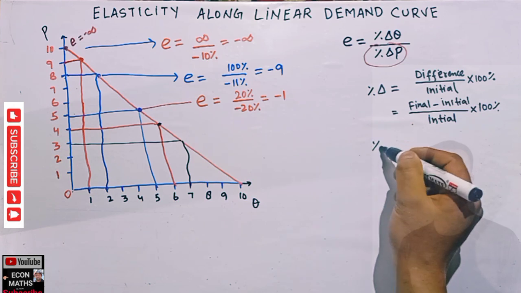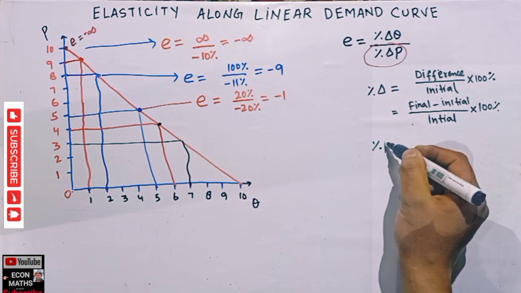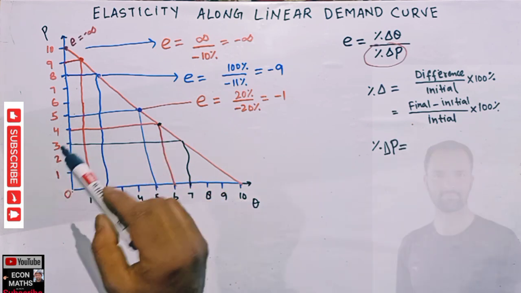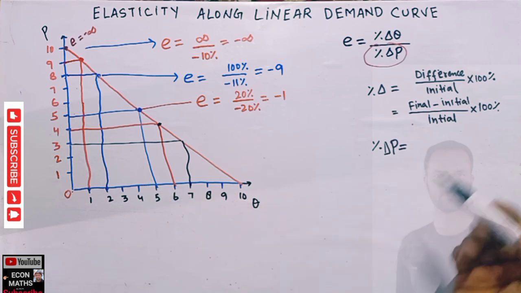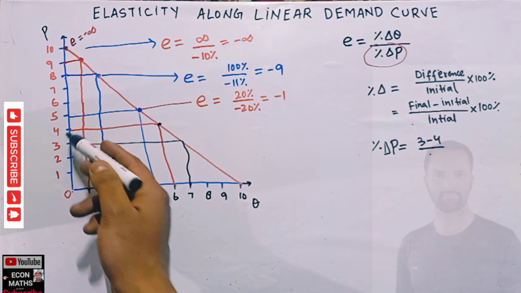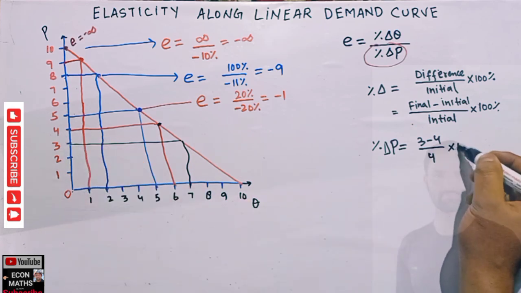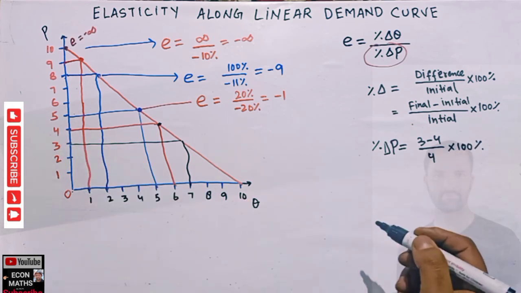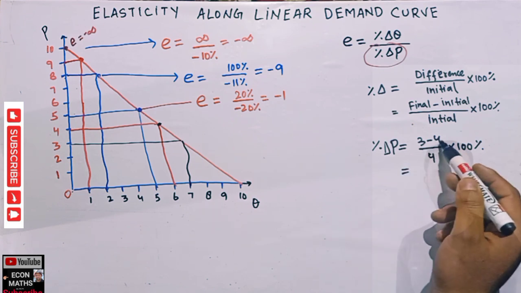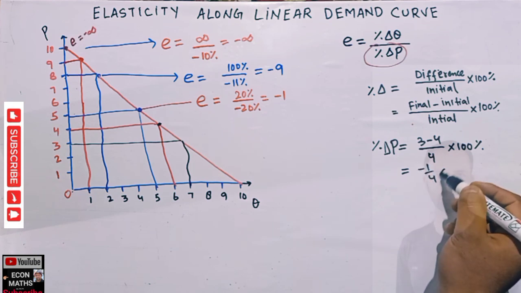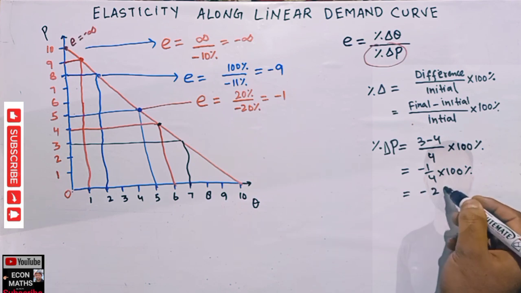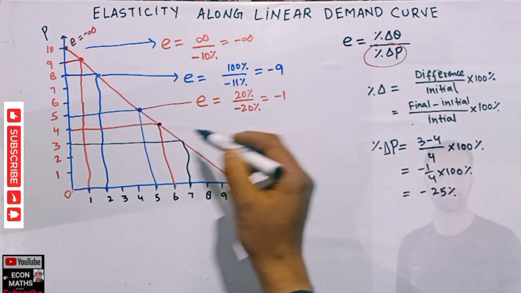Simple. Let us see percentage change in price. Percentage change in price will be equal to, so price changes from 4 to 3, that means this is final, this is initial, so we have 3 minus 4 upon initial, sorry 4 is our initial, to this we multiply 100%. So this comes out to be 3 minus 4, this is minus 1 upon 4 into 100%, which comes out to be minus 25%.